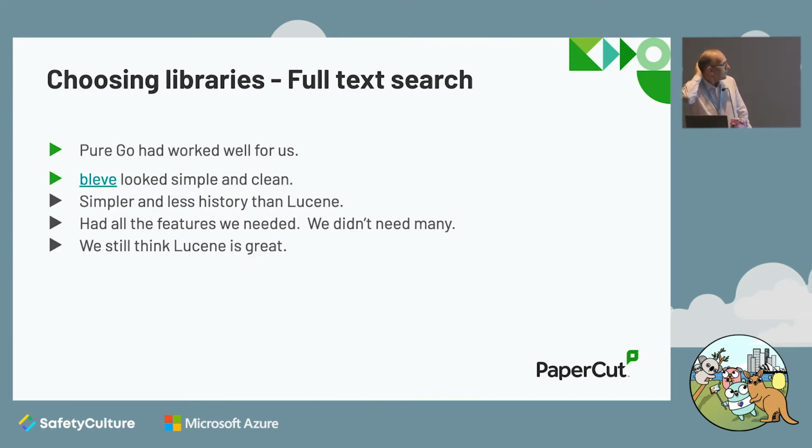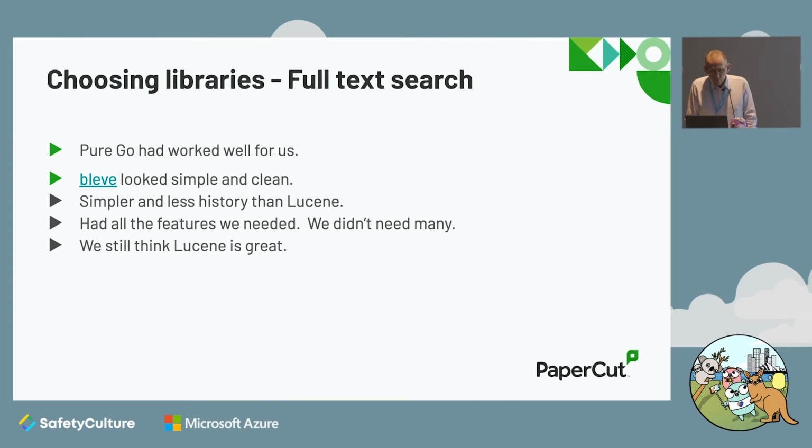Okay, the second component here is a full text search engine. A quick look around found a library called Bleve, which seems to work really well. For those of you who are familiar with full text search, the most well-known library is Lucene, which is a mature Java library. Bleve is much newer, much simpler than Lucene. But the key point here is that it has all the features we need, and we really don't need that many features.